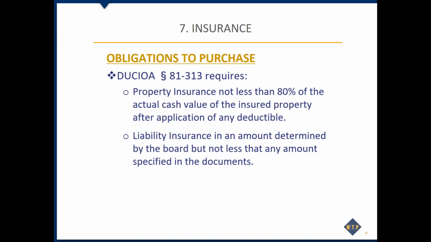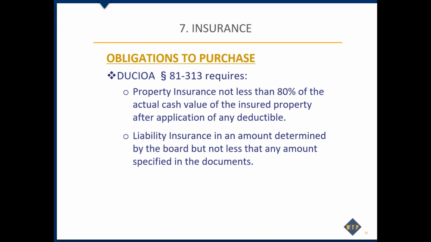What else does the Iowa statute require you to get? It requires you to get liability insurance, and here's the catch, in an amount to be determined by the board, but not less than an amount specified in your documents, okay? So I know we all want clarity. We want the statute to say $1 million or $2 million or $3 million, but that's not the way it works. So what happens is the board has to go to their documents. Is a number specified? And rarely it is.